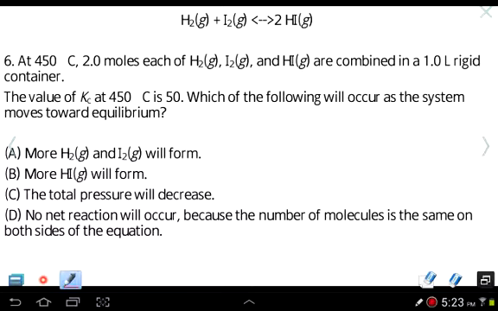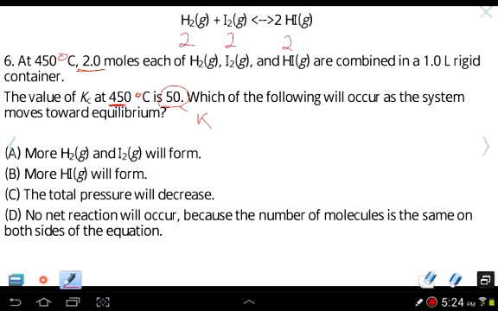So at 450 degrees Celsius, 2 moles of H2, I2, and HI are combined in a 1 liter rigid container. The value of Kc at 450 degrees Celsius is 50. Kc, this is our K. Which of the following will occur as the system moves toward equilibrium? Now realize we have equal amounts. We have 2 of H2, 2 of I2, and 2 of HI.